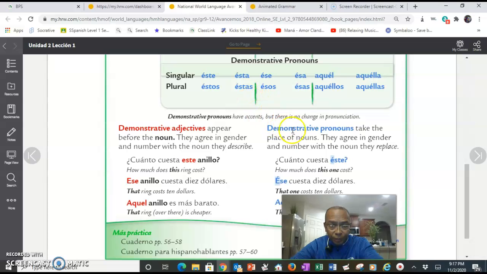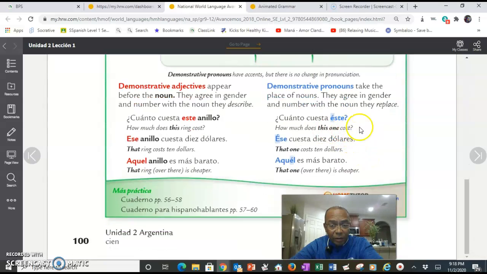So, the difference. Demonstrative pronouns have accents. Demonstrative adjectives do not. And demonstrative adjectives come before the noun that they are referring to, while demonstrative pronouns don't follow or go before anything.